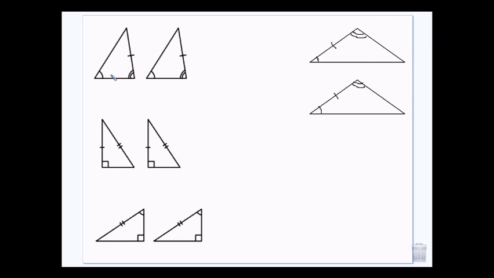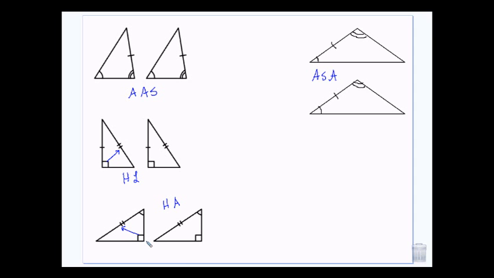So this is what? I have an angle, I have another angle, angle, angle, side. Here I have angle, side, angle. Here I have hypotenuse and a leg. And here I have hypotenuse and an angle. Now to tell which one is the hypotenuse, if you look at the corner of the right angle, it points to the hypotenuse. So you can always tell which one is the hypotenuse that way. The right angle points to the hypotenuse.